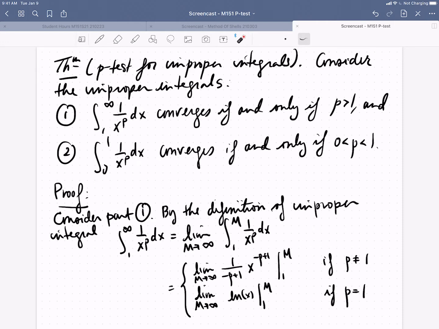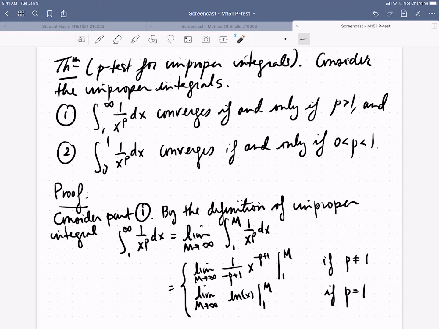Hope you followed that. We want to look at this improper integral of type 1. We rewrite it using the definition of an improper integral. So it's a limit of a definite integral, one that we can use the fundamental theorem of calculus on. In this case, we have a monomial, so we can use the power rule to calculate its antiderivative.